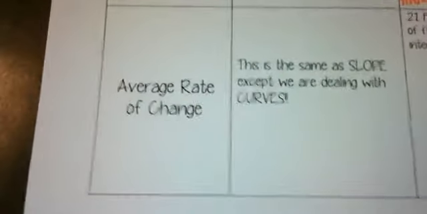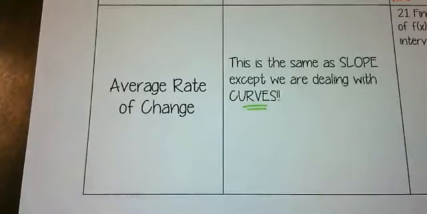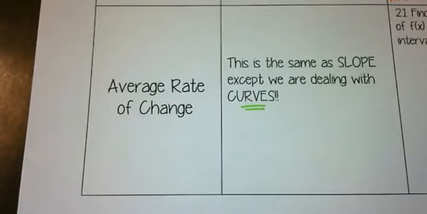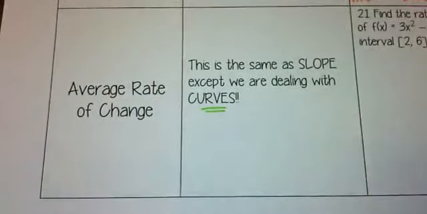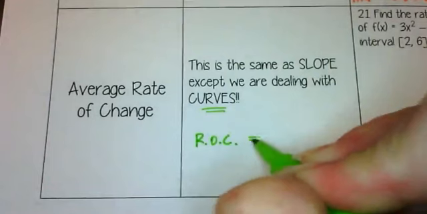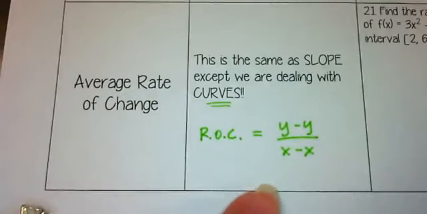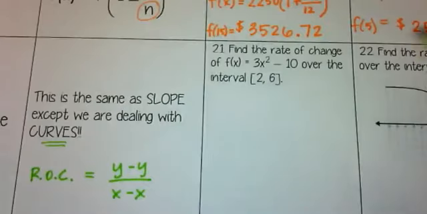Last thing, average rate of change. We do average rate of change whenever we have a curve, all right? Because average rate of change is basically slope. We figure out the average rate of change by using the slope formula, but it only works on curves, okay? So instead of saying it's a slope of a curve, we say it's the average rate of change of a curve. So what we're doing for the rate of change is y minus y over x minus x. So what that means is that you have to have 2 ordered pairs, because that's the only way that you can figure out slope.